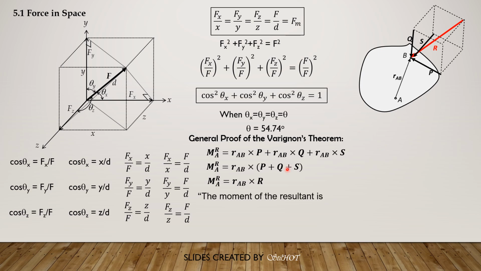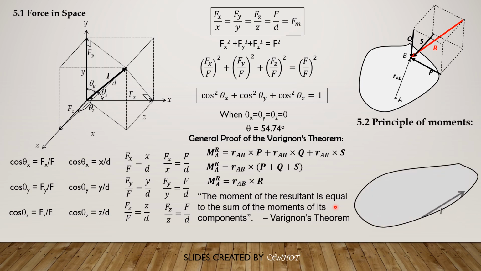So that's the formal way of proving Varignon's theorem. So the moment of the resultant is equal to the sum of the moments of its components, or Varignon's theorem. Then let's have the principle of moments. So we have the force here, then the force is, let us say, directed from point A to point B. So A and B are points on the line of action of the force.